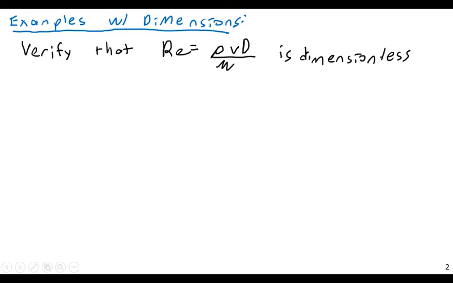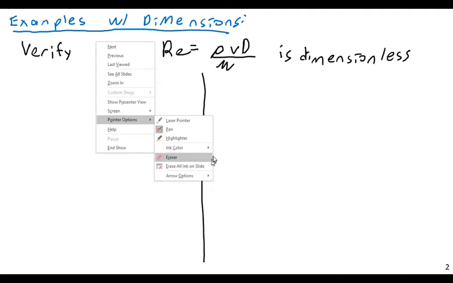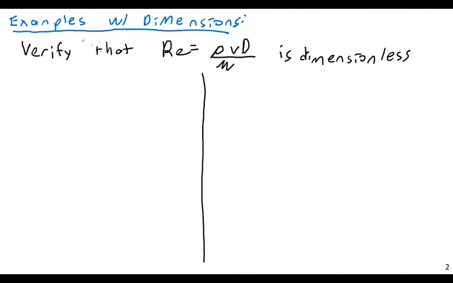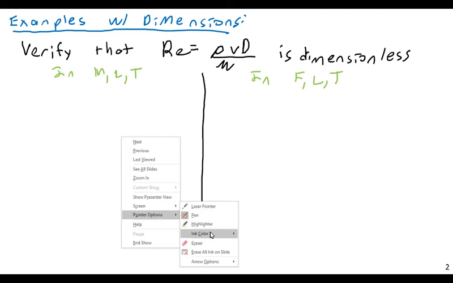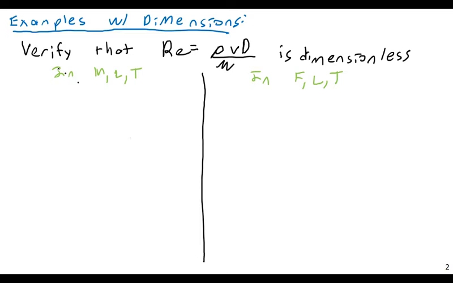And this is one of the most common dimensionless parameters that we use, so that's why I want to work through this. I'm going to do this once in FLT and once in MLT. So let me do it in MLT, and then in FLT. And again, FLT means force, length, time, not faster than light, which is impossible as far as we know.